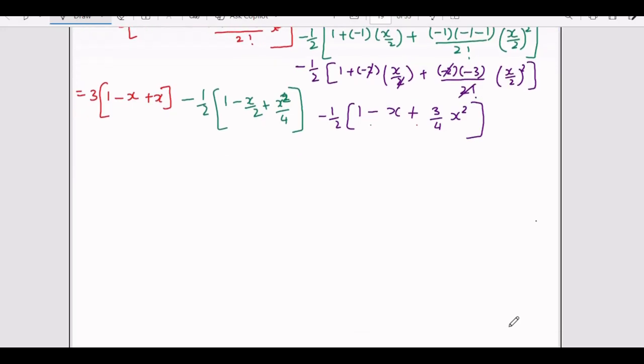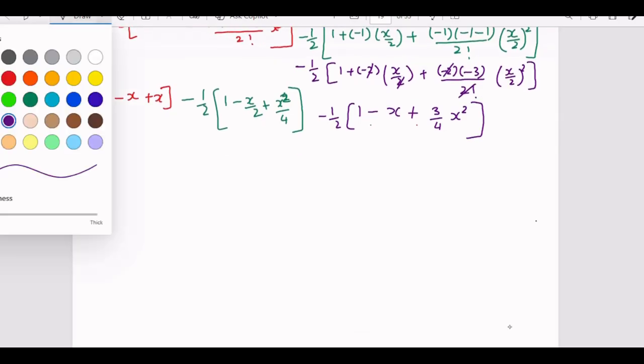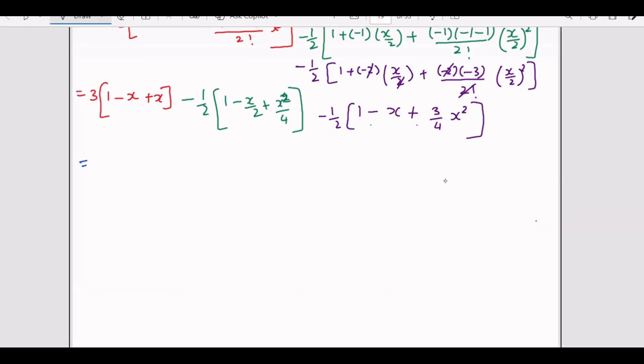Now we can just expand the brackets, and now just the algebra part is left. So let's do that slowly. So here we have 3. When you expand, 3 minus 3x, this was squared, sorry, here. So plus 3x squared, right? Then I have minus half plus x over 4 minus x squared over 8, right? Then expanding this one here, minus 1 over 2 plus 1 over 2x minus 3 over 8x squared.